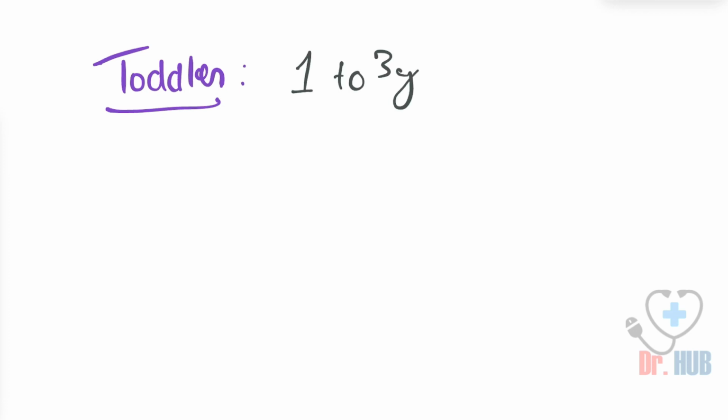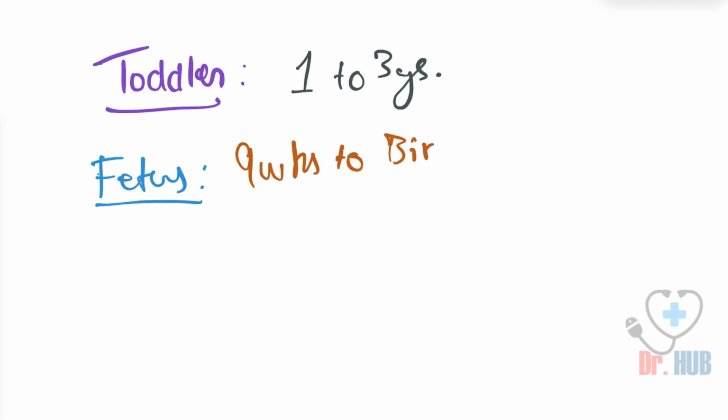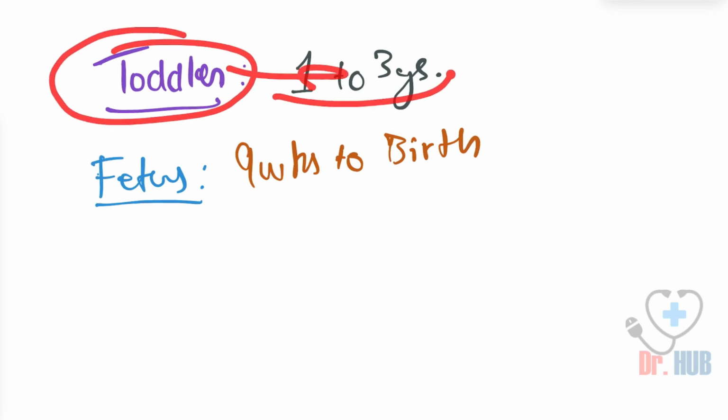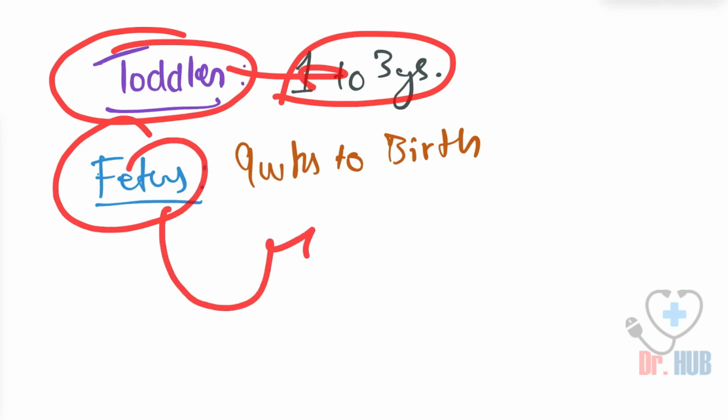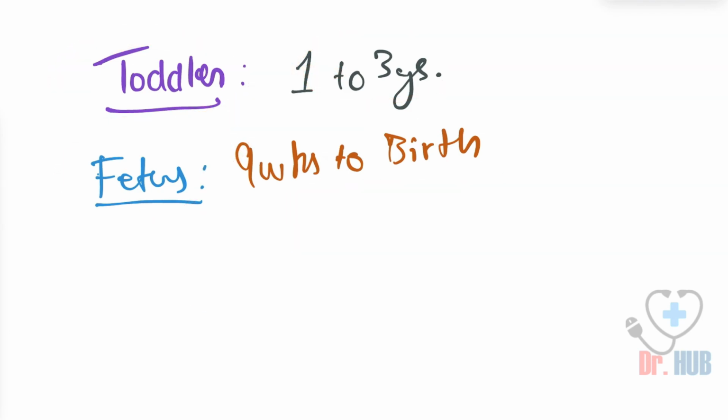The first question we asked was, in terms of toddler, what is the age group? Toddler basically refers to 1 to 3 years of age. The second question we asked was, who is known as a fetus? What stage of development is the fetus? This is from 9 weeks to birth. Just to recap, toddler is 1 to 3 years of age and fetus is 9 weeks up to birth. So this was about the periods of growth.